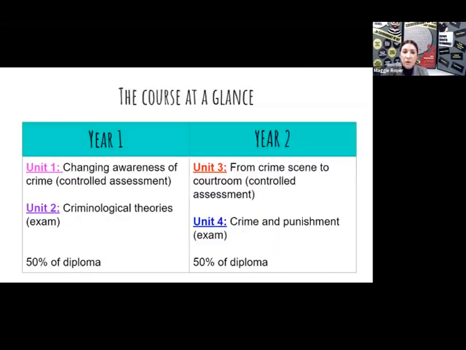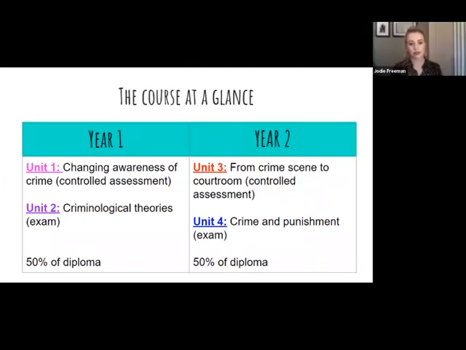Okay, so if we have a look at the overview of the course, it's a 2-year course, and Jodie's going to talk you through what you will be studying in year 1. So in year 1, as Maggie said, it's split into 2 units for both years. In year 1, we do unit 1 and unit 2. Unit 1 is the controlled assessment that you'll do in January. Unit 2 is the external exam that you'll do in May.